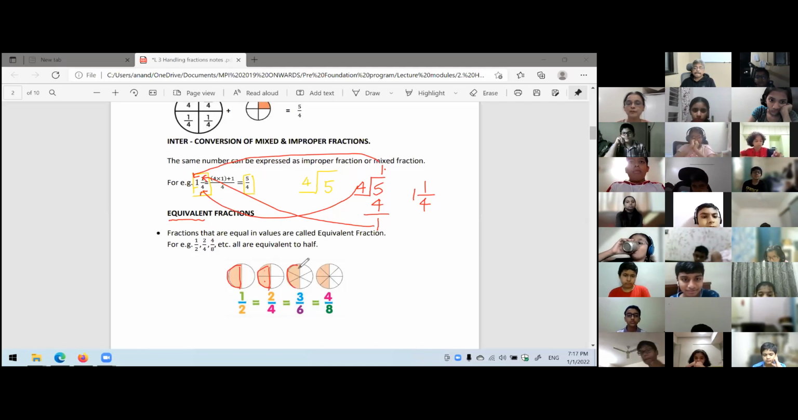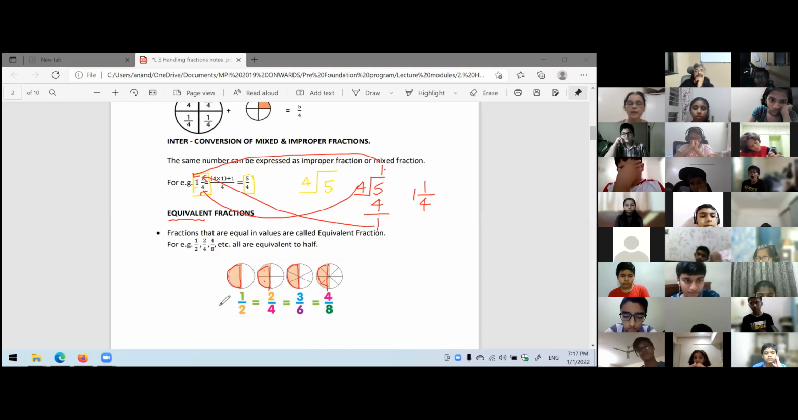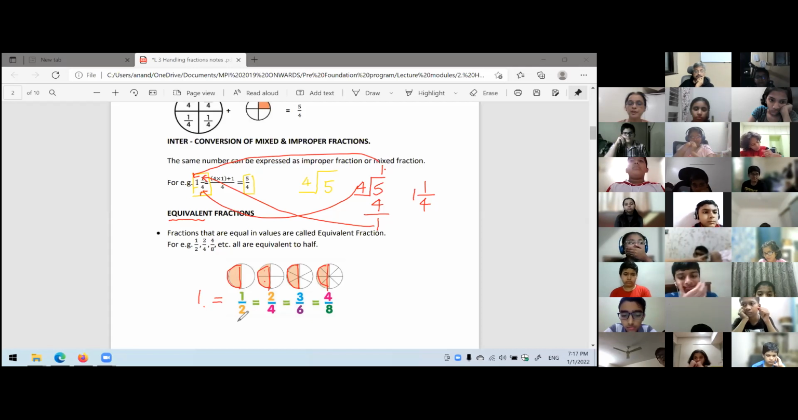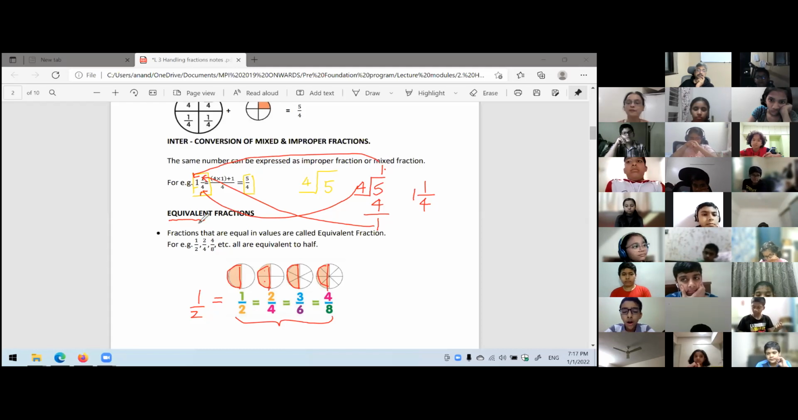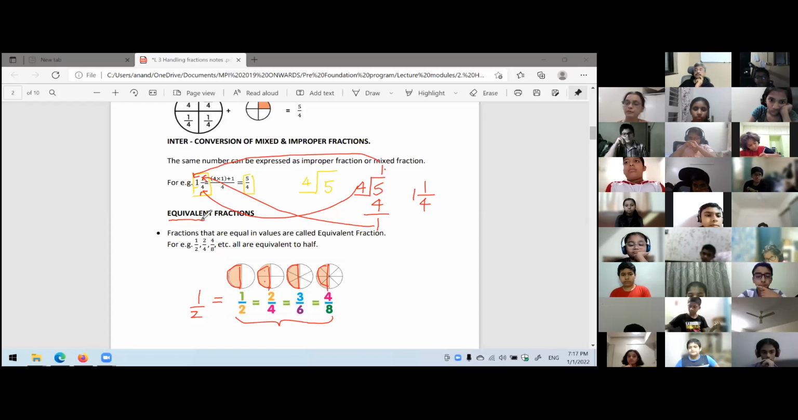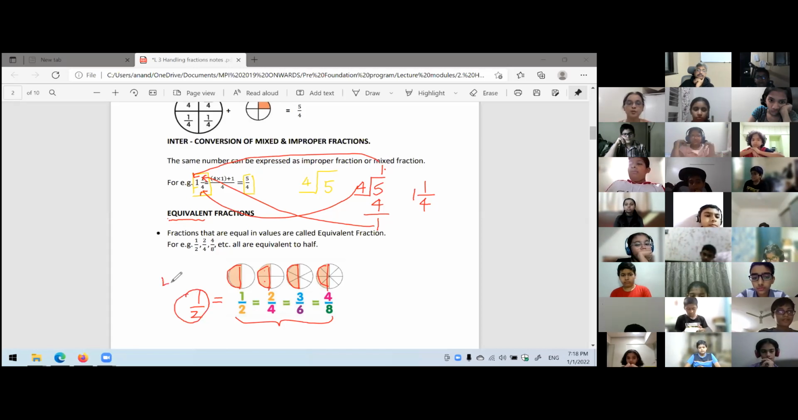So even if I'm expressing all these fractions in different forms, eventually they are all meaning half. So all these fractions which eventually show the same value are called equivalent. Valent is value. Fractions with equal value. And this form is called the lowest form of this fraction because I cannot further reduce this.